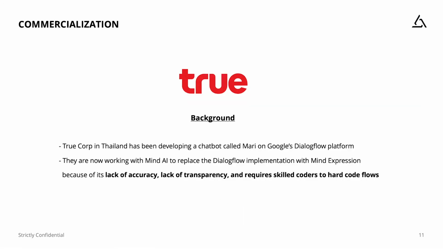We have a commercial contract with True. True Mobile is one of the conglomerates in Thailand. They have 38 million subscribers on their mobile carrier, and they were currently using Google's Dialogflow. However, we convinced them after 8 months of POC that we could do better in accuracy, we could do better in transparency, and we could save them a lot of time and money.